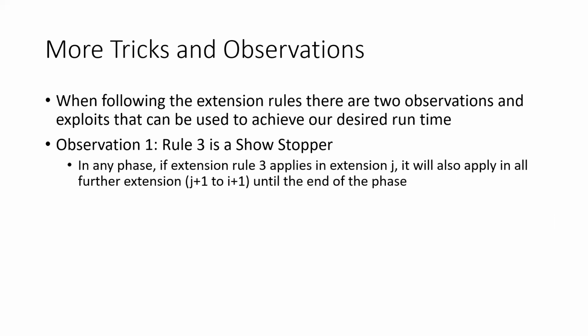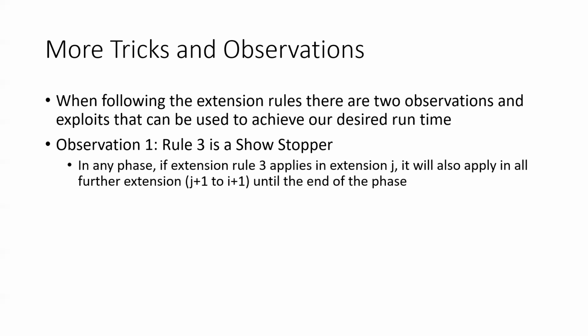And so when we're following the extension rules, there are 2 observations and exploits that can be made to achieve a desired runtime, right? The first observation is that rule 3 is a showstopper. That is literally the name of it. Pretty funny name if you ask me. Rule 3 is a showstopper, right? So in any phase, if extension rule 3 applies in extension J, it will also apply in all further extensions, J plus 1 through I plus 1, until the end of the phase, right?